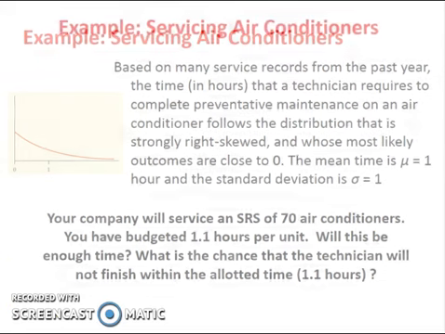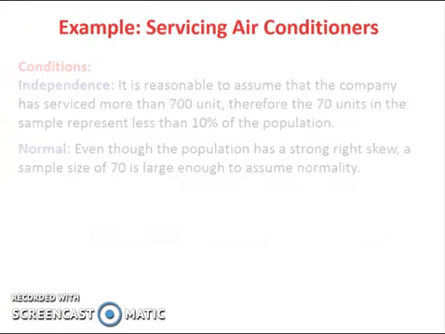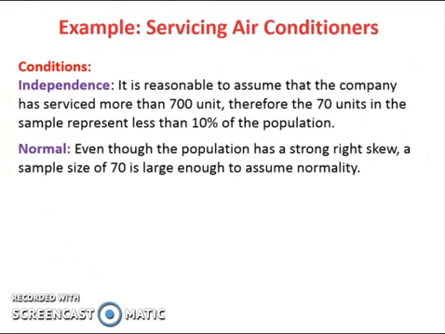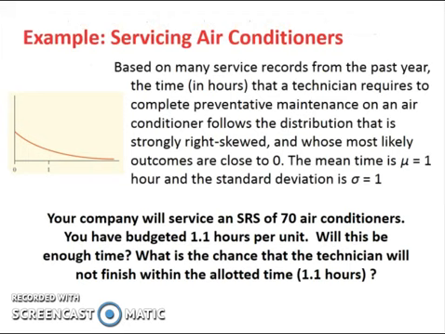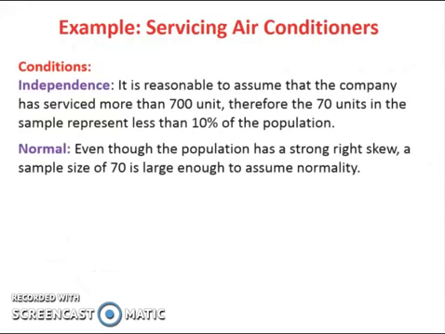So, let's go through. We should have a state. Let x-bar be the average time that it takes. Our plan, our conditions: we have to check two conditions, independence and normality. It's reasonable to assume that they've serviced more than 700 units, so the 70 units in the sample represent less than 10% of the population.